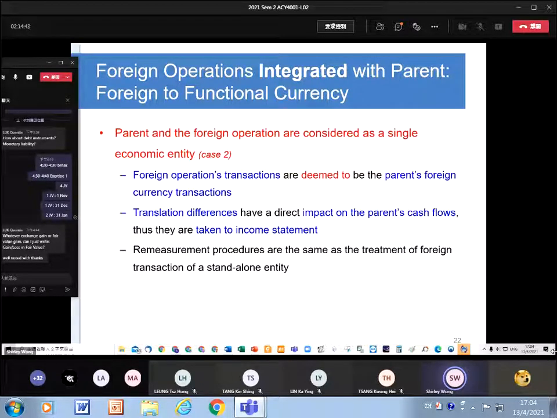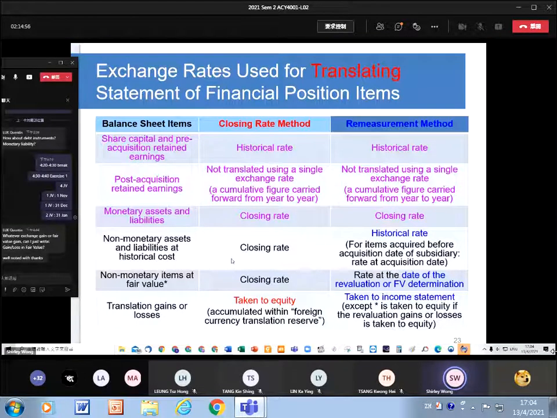Okay, so this is the basic requirement about the 2 different methods. You just get some idea, and then we will revisit this requirement later. Okay, so now we have 2 methods. Let's compare these 2 methods. So under the closing rate method and the remeasurement method, how do we translate the balance sheet items?